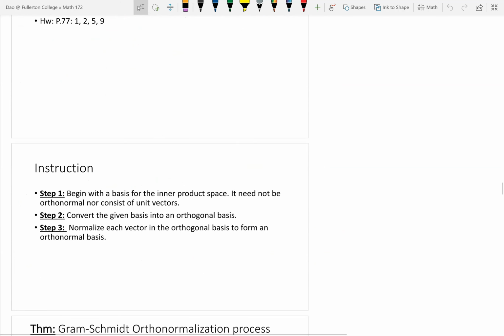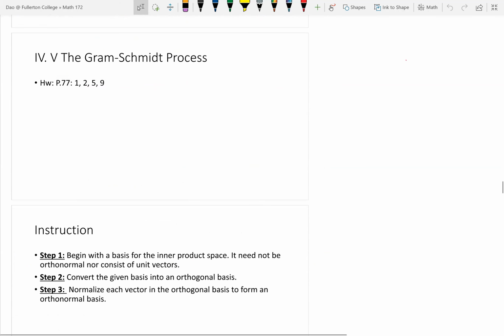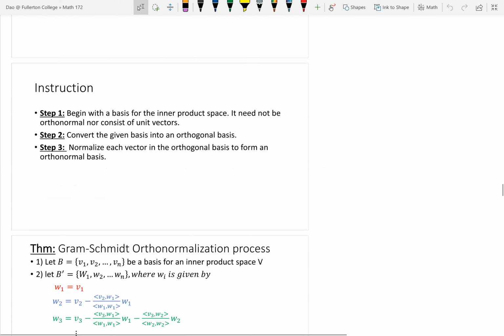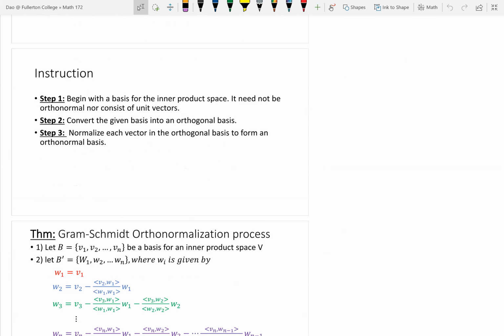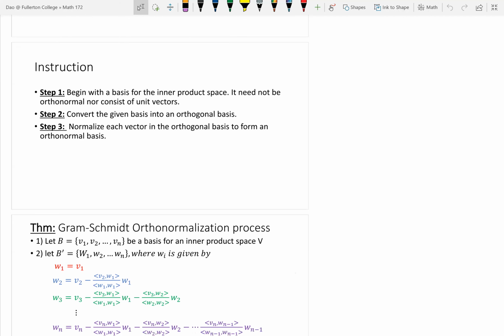All right, so here are a few homework questions you can play around with, and the instruction is very simple. We need to have a basis for the inner product space. It doesn't have to be orthonormal or consist of unit vectors. It could be any vectors, and then we can use it to make an orthogonal basis. So we're going to convert the given basis into an orthogonal basis, and then we can normalize each vector in the orthogonal basis to form an orthonormal basis.